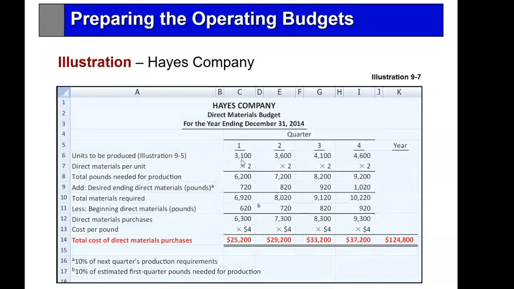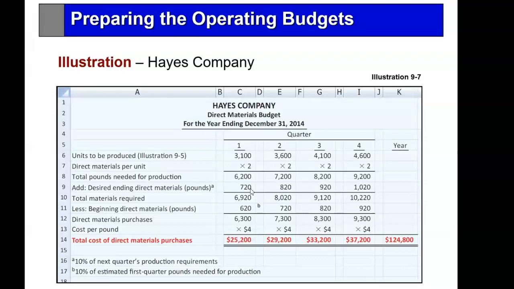Okay. So from the production budget, here's my quarters again. And from the production budget, I take the number of units I need to produce to meet the production budget, and I multiply that by 2. In the second quarter, I need 3,600 times 2, I need this. Third quarter, I need this. Fourth quarter, I need that. And last quarter, they're going to tell us. So that right here, 6,200 is the total pounds I need to meet production for the first quarter. So I need to have on hand 6,200 to meet the production.